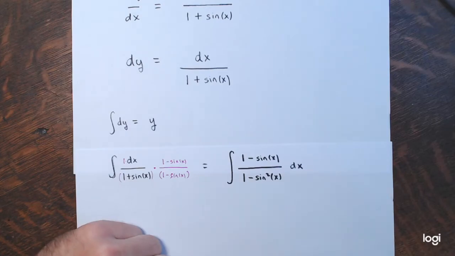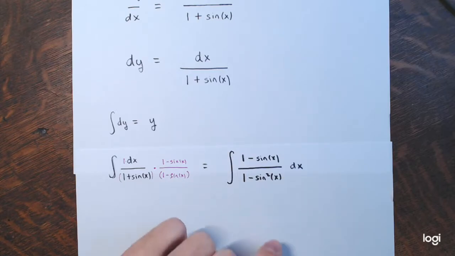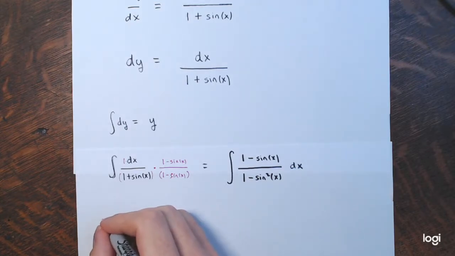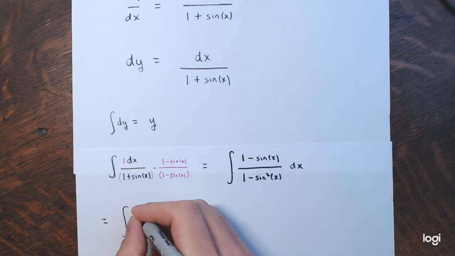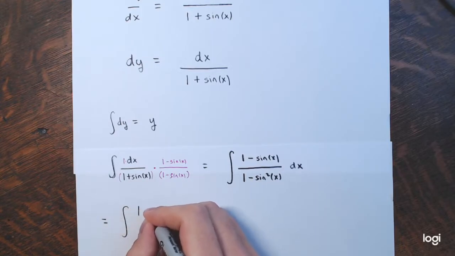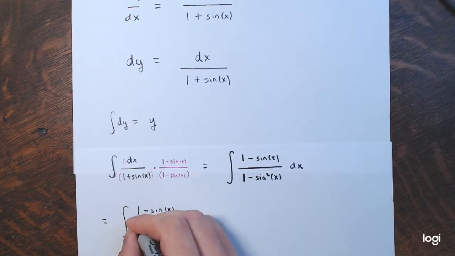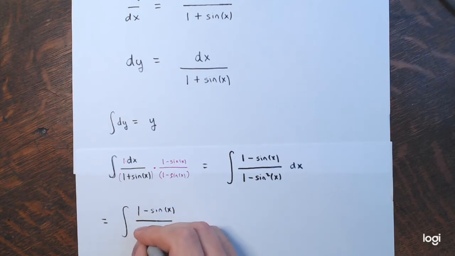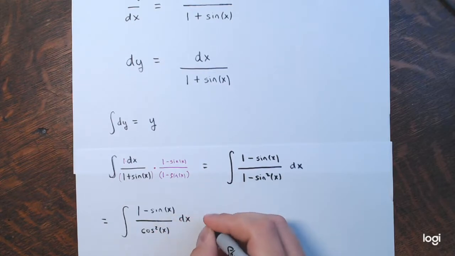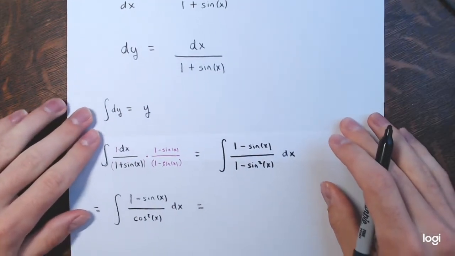The whole purpose of doing that, usually with trig functions, is to bring squares into it so you can use Pythagorean identities. Remember that sine squared x plus cosine squared x is equal to 1. So 1 minus sine squared x is equal to cosine squared x. I'll rewrite that: we have 1 minus sine x in the numerator divided by cosine squared x in the denominator, and hopefully you can see this will make it a lot easier to integrate.